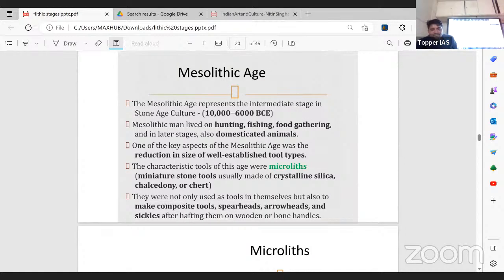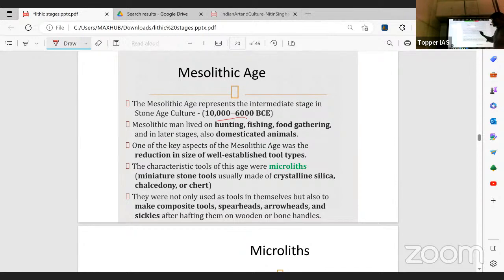Mesolithic age. Right. So Mesolithic, 10,000 to 6,000 BCE, right? So 10,000 to 6,000 BCE.